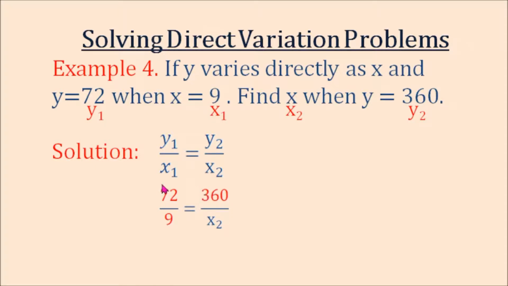Now we are going to cross multiply. So 72 times x sub 2 equals 9 times 360. So we have 72 x sub 2 equals 360 times 9. Dividing both sides by 72, we have x sub 2 equals 45.